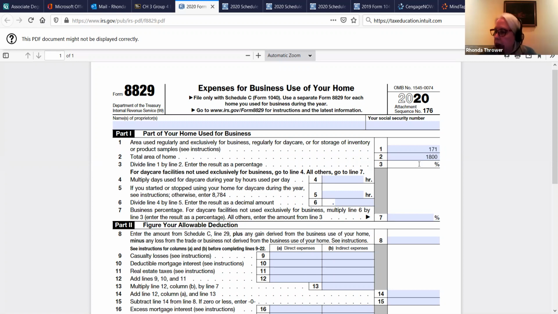171 divided by 1800 is 0.095. But if you change it to a percentage, it would be 9.5%. Does that make sense? 171 divided by 1800 is 0.095, which converted to a percentage is 9.5%.